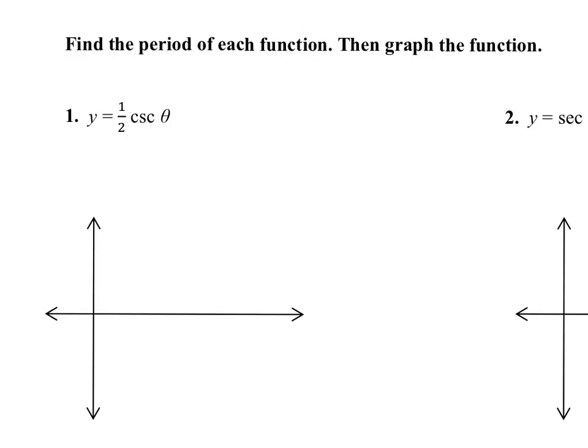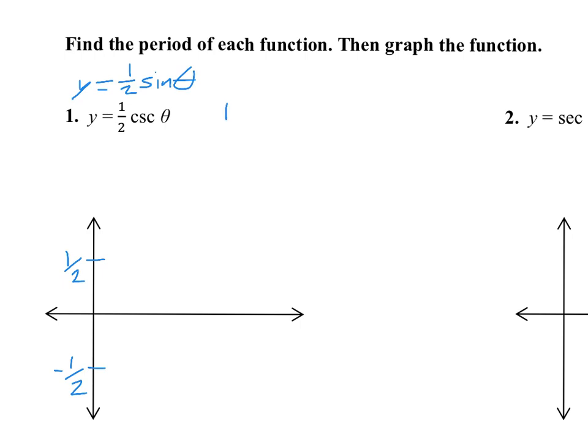All right, for number 1, we need to graph y equals 1/2 cosecant theta. So this is easier to see. I'm going to first graph y equals 1/2 sine theta. So that would have an amplitude of 1/2. But cosecant has no amplitude. So we put those numbers on the y-axis.